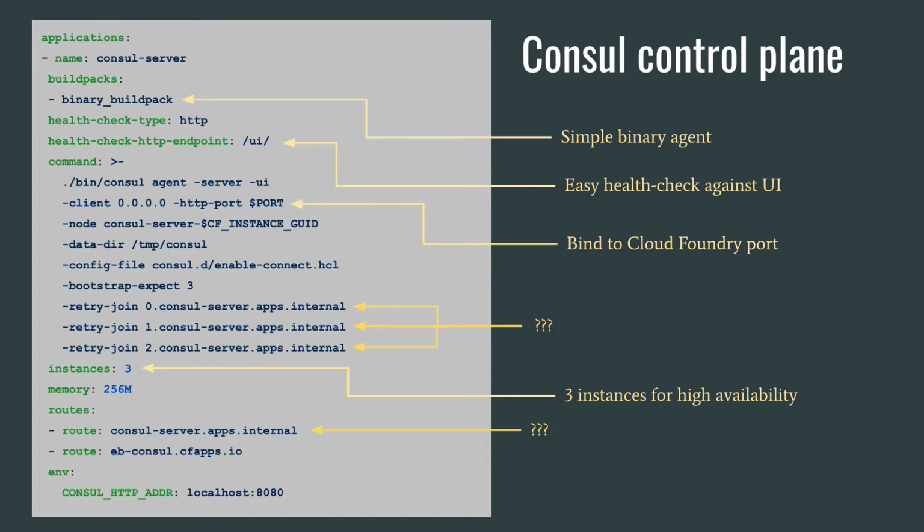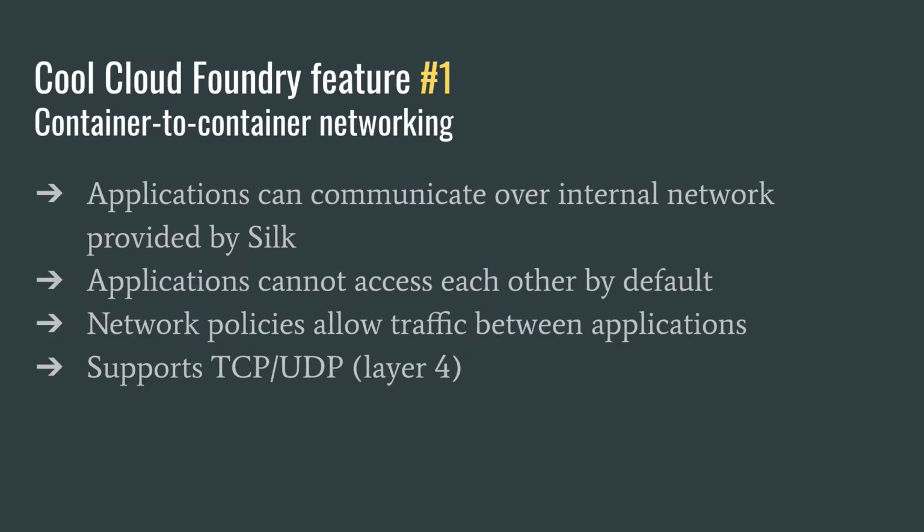But there are these weird bits in here, these apps.internal references. So what are all these about? That brings us on to our first cool Cloud Foundry feature, which is container-to-container networking.